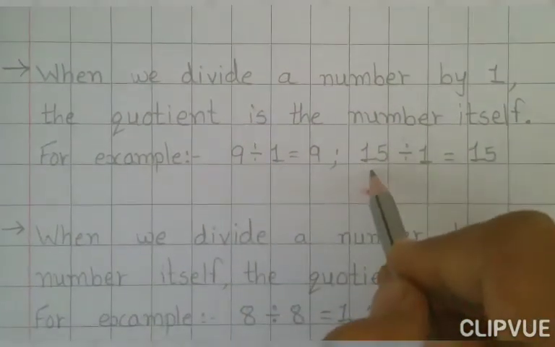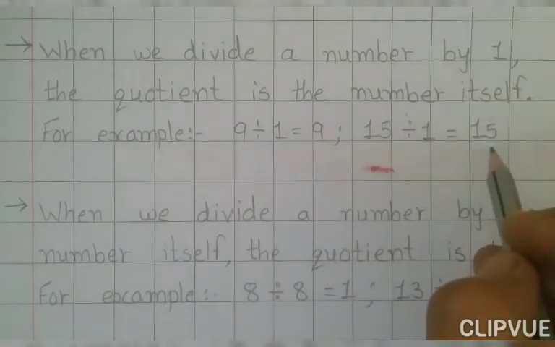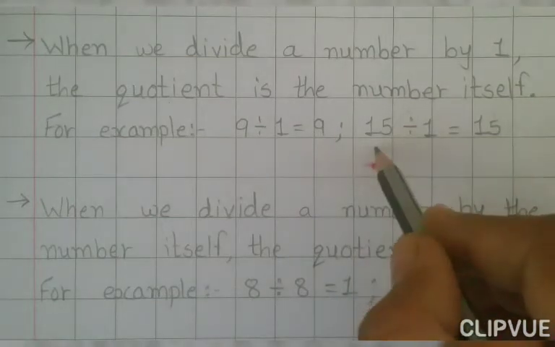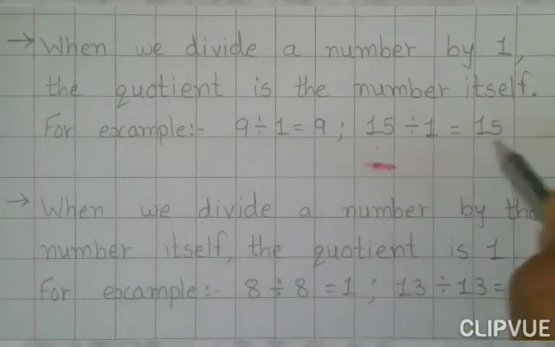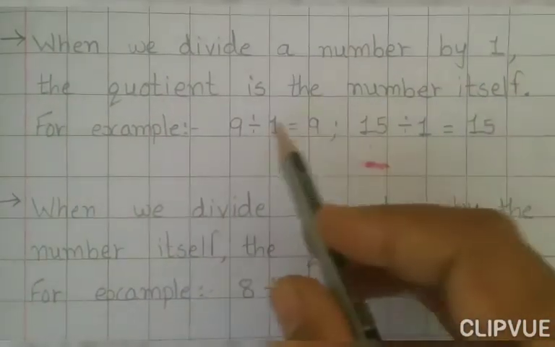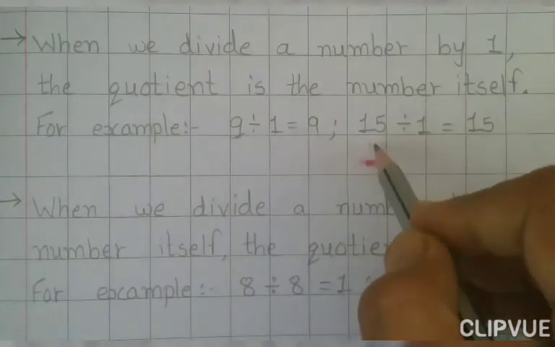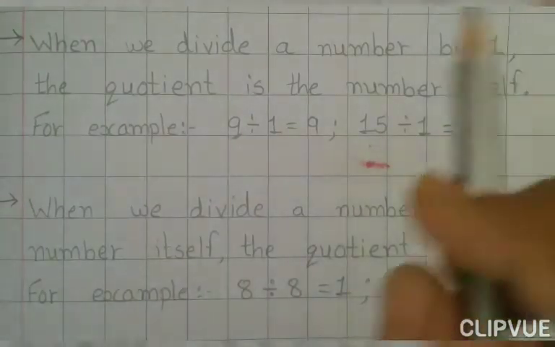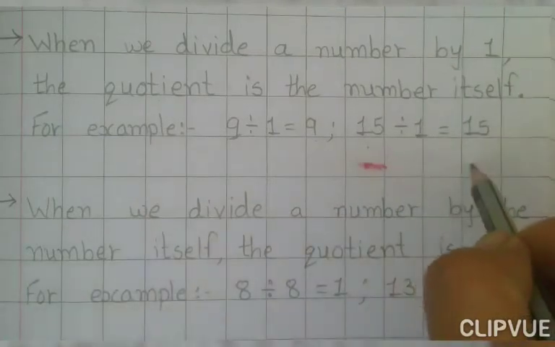In the same way, another example is 15 divided by 1 is equal to 15. Means in the table of 1, at which number do you get 15? 1 15s are 15, so your quotient is 15. You have to see that here your dividend is 9 and your answer is also 9. In the same way, here your dividend is 15 and your quotient is also 15. Means while we divide any number by 1, we always get the number itself.